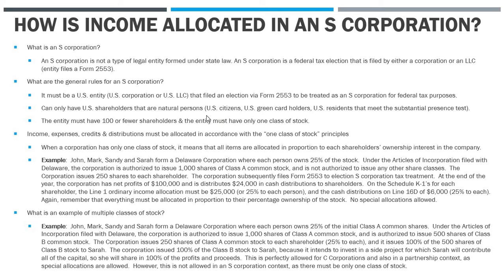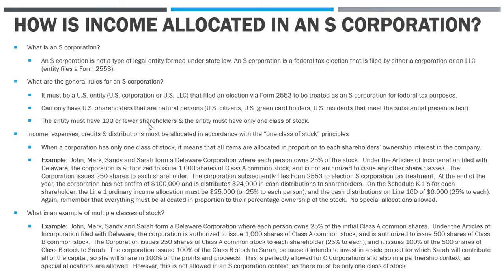The U.S. persons are either U.S. citizens, U.S. green card holders, or they're U.S. residents that meet the substantial presence test. So that would be somebody that, let's say, is in the U.S. on an H-1B visa, so they live and work in the U.S. on a full-time basis, and they're a U.S. tax resident, but they're not a green card holder or a citizen. They would meet the definition of a U.S. resident. Also the entity can only have 100 or fewer shareholders.